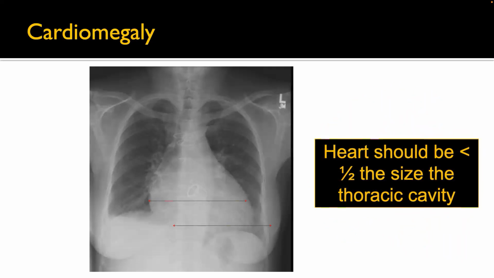Look at that heart. Big heart, cardiomegaly. As I said earlier, the heart should be no more than half the size of the thoracic cavity. So in this one, you can actually see these two lines are the exact same size. The heart itself would actually go outside the cavity and it still reaches to the right-hand side.